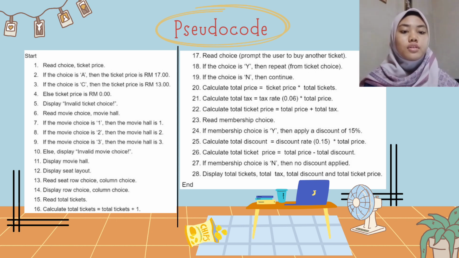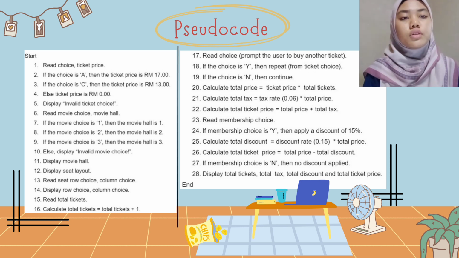The pseudocode starts with the start statement, marking the program's beginning. It reads the user's choice for the ticket category and the ticket price, based on which the program sets the ticket price accordingly, in which 70 ringgit for choice A and 30 ringgit for choice C. If the user inputs an invalid choice, the program displays an error message and sets the ticket price to 0 ringgit. The pseudocode then proceeds to read the movie choice and determines the corresponding movie hall to display.